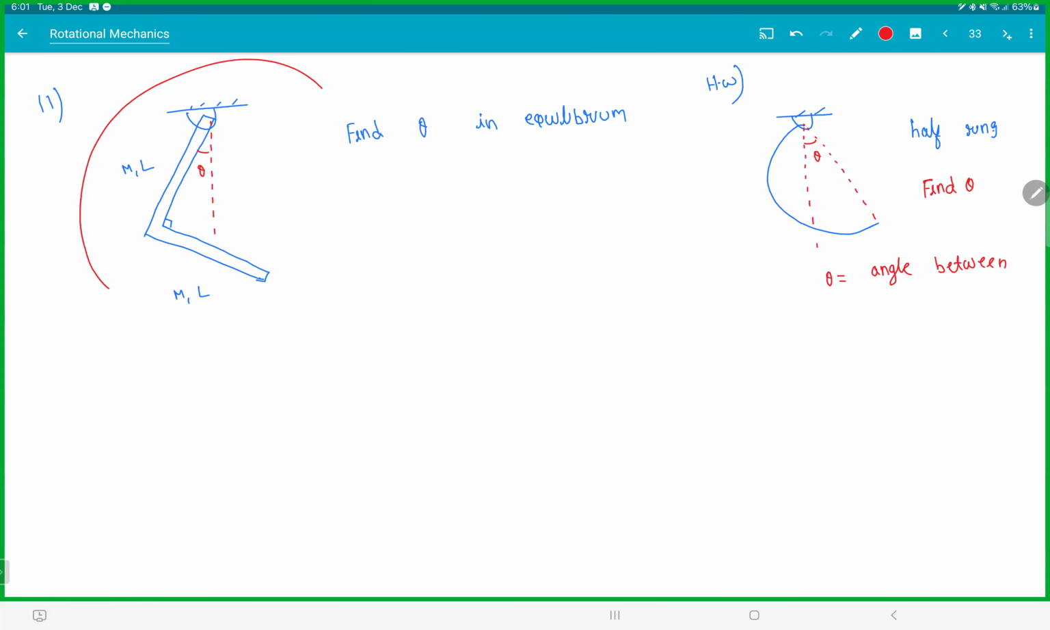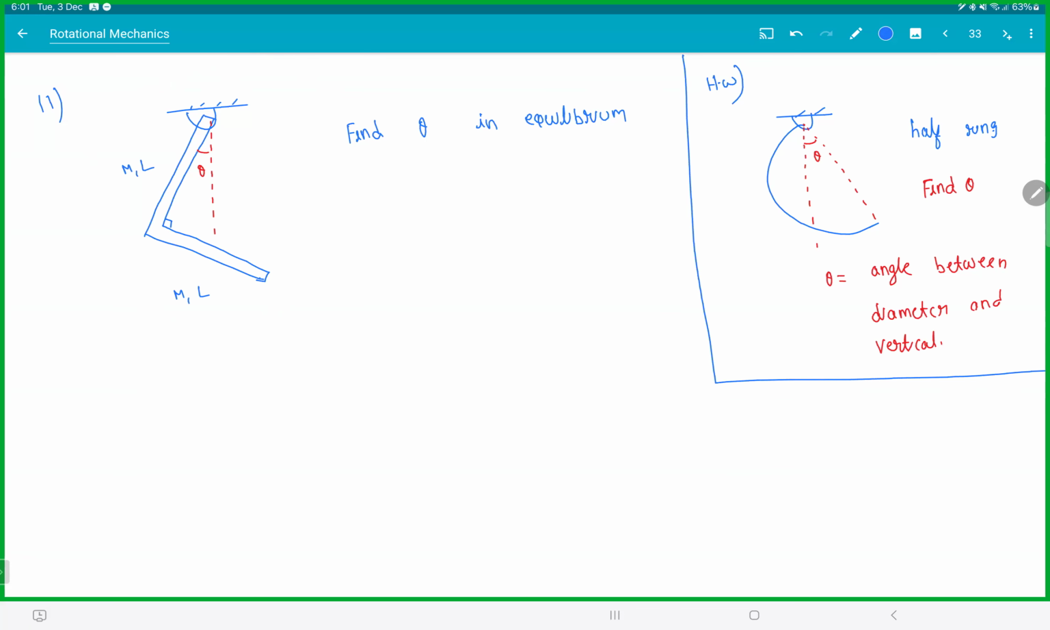Let's try this L-shaped rod. If you got the idea, you can try this ring as homework. I think this comes out to be theta equals tan inverse 2 by pi, something like that. I think so. You can verify the answer.